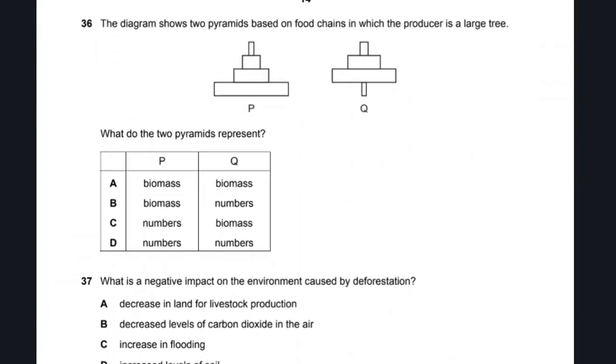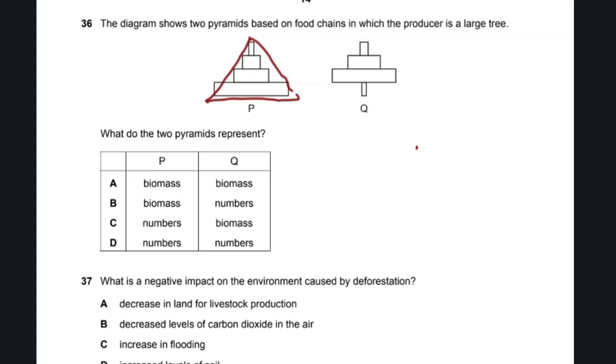The diagram shows two pyramids based on food chains. We know that the pyramid of biomass is always pyramid shaped. So P is a pyramid of biomass. But Q can be the pyramid of numbers, because a number pyramid may not be pyramid shaped.